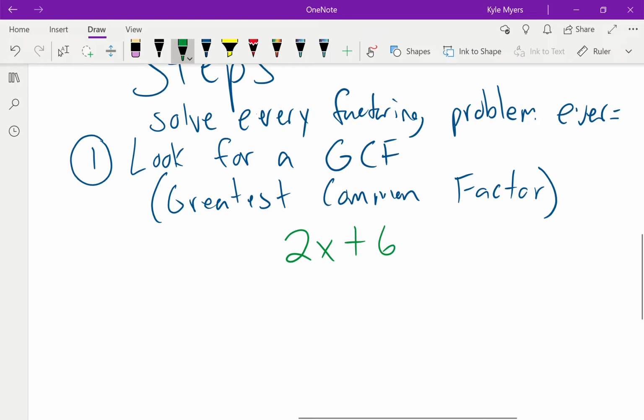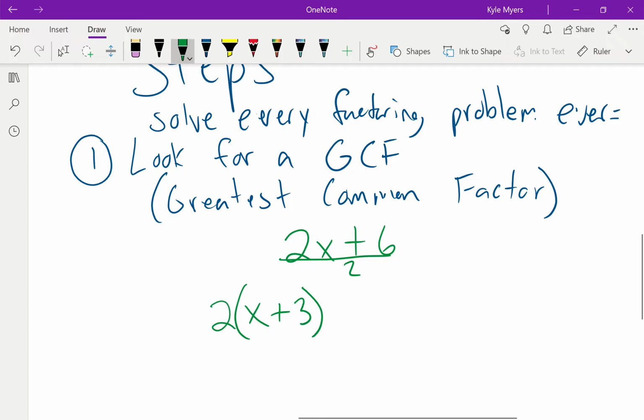So if I divide them by 2, 2x over 2 is just x, and then 6 over 2 is 3. Now I've taken out the greatest common factor, and I'm done. There's nothing else I can do. X plus 3, you can't continue to factor that even more. It's pretty simple already. So that's it. We actually just factored, so at step 1, we're done.